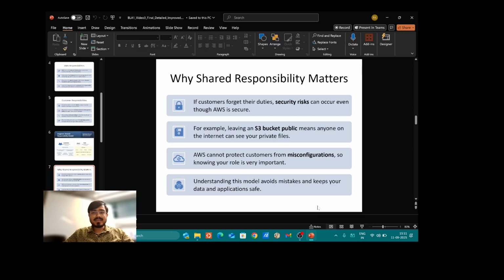So, why does shared responsibility matter? This model is very important because if customers don't do their part, security risks happen. For example, if a company makes its S3 bucket public, anyone on the internet can see private data. AWS cannot stop the mistake because it's the consumer's duty. Knowing who is responsible prevents accidents and keeps data safe.